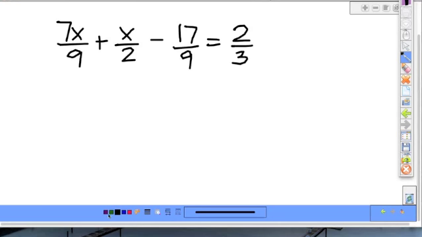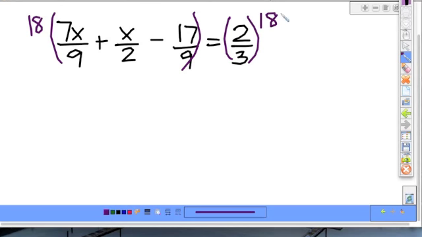Well, as you can clearly see, all of these denominators are different. So I need to find a number that all of them have in common. A number that 9, 2, and 3 all have in common. You can hockey stick these and find your common denominator, but I'll just go ahead and tell you 18 is a number that they all have in common. Okay? So I'm going to multiply both sides by 18.